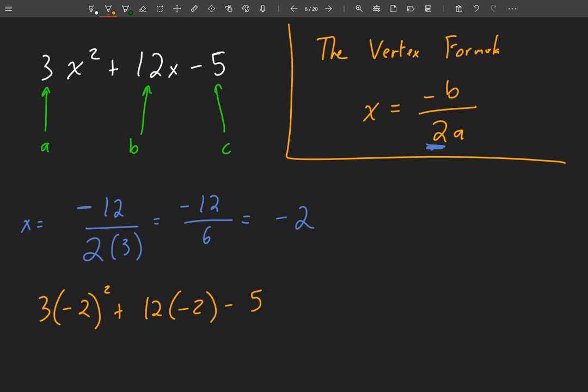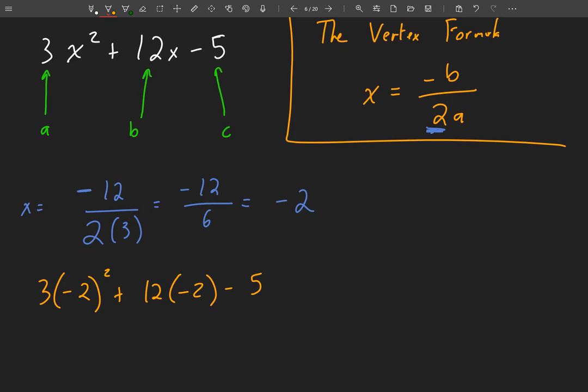Okay, let's remind ourselves how to work this out. When you're evaluating functions like this, make sure that you do exponents first. So you're not going to multiply 3 times negative 2. You're going to square it first. So negative 2 times negative 2 is a positive 4. This is 3 times 4. Now I'm going to look at this as a whole and say this is 12 times negative 2, which is negative 24. And then minus 5. It just comes down. So 3 times 4 is 12, minus 24, minus 5. What does that give me? Well, 12 minus 24 is negative 12, minus 5 is negative 17.